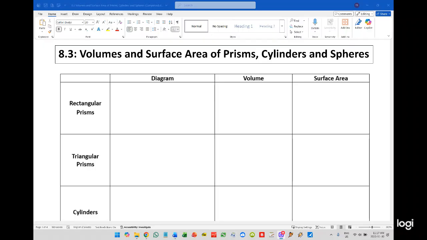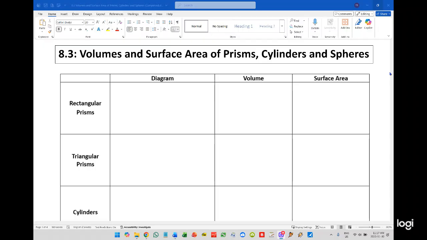So let's start off by just talking about what prisms are, and we'll draw a couple examples of them and take a look at the volumes and surface areas for them. By the way, for surface areas, I don't put a lot of emphasis on this because surface area is really just areas of individual pieces.